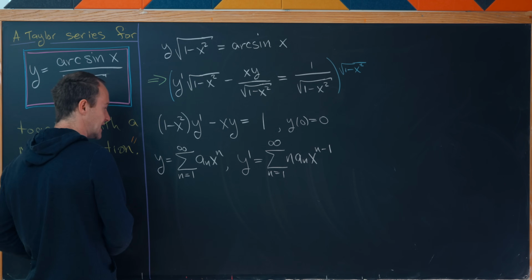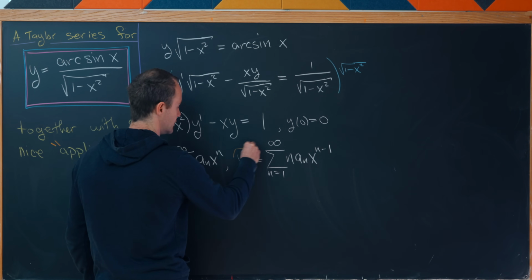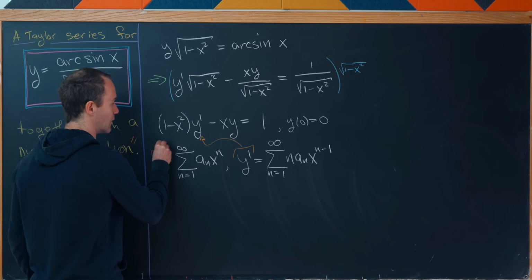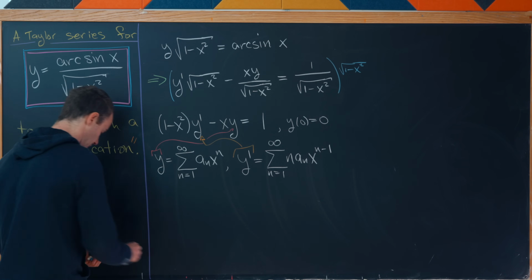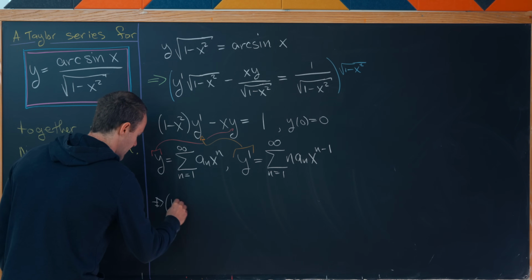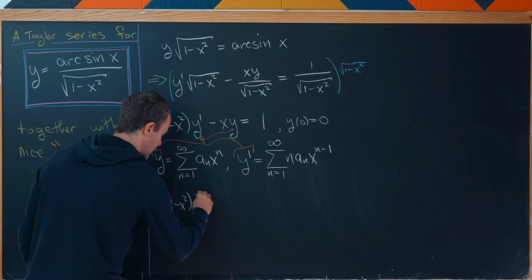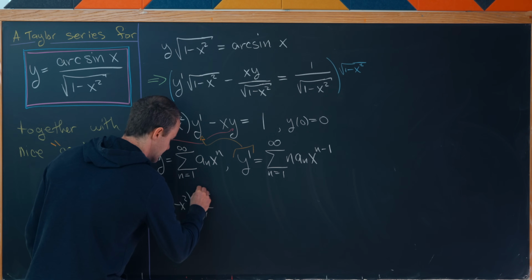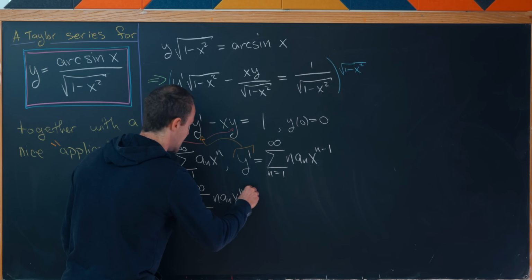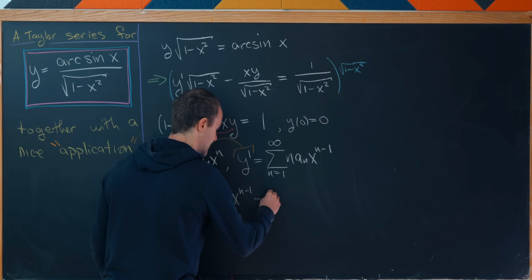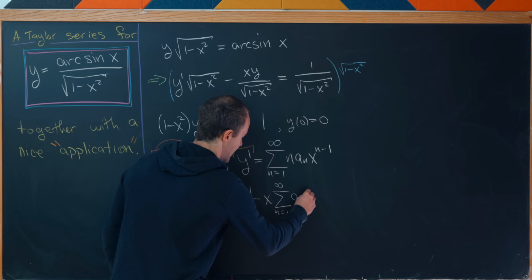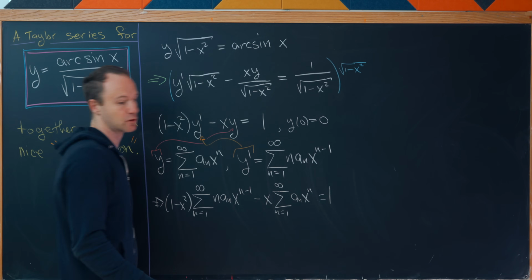And now we'll plug each of these into our differential equation. So the y prime will go there, and then the y will go there. So let's see what that'll leave us with. So we're left with 1 minus x squared times y prime, but that is the sum as n goes from 1 to infinity of n a sub n x to the n minus 1. And then we'll have minus x times y, but that's the sum as n goes from 1 to infinity of a sub n x to the n, and then we have that's equal to 1.